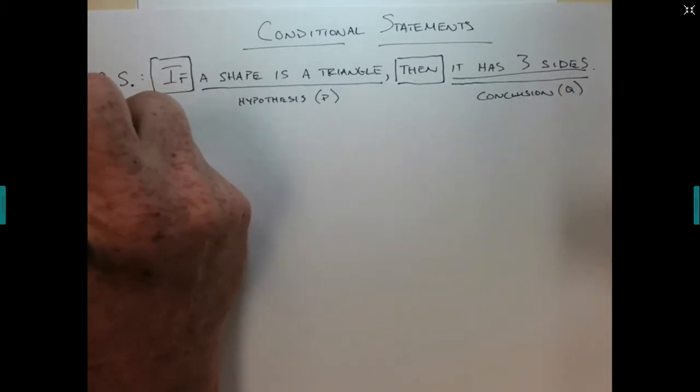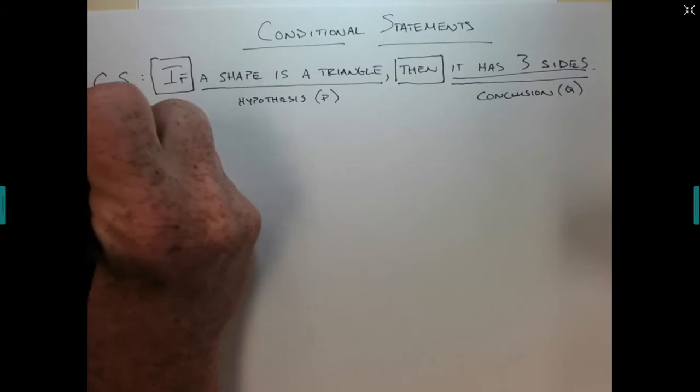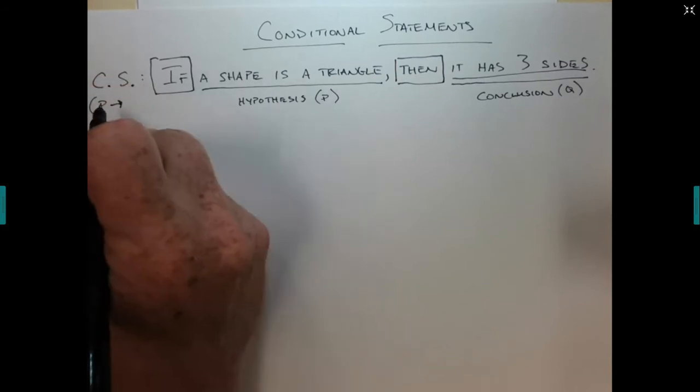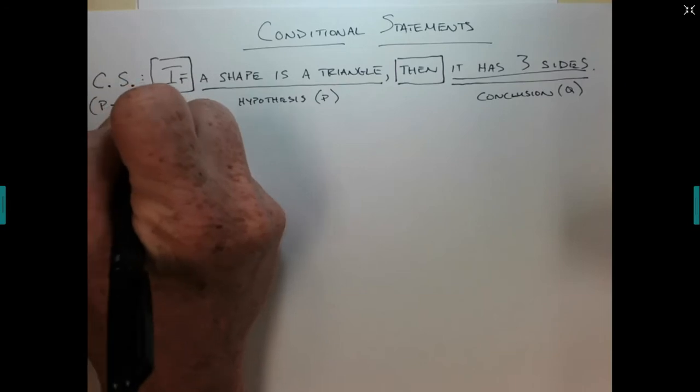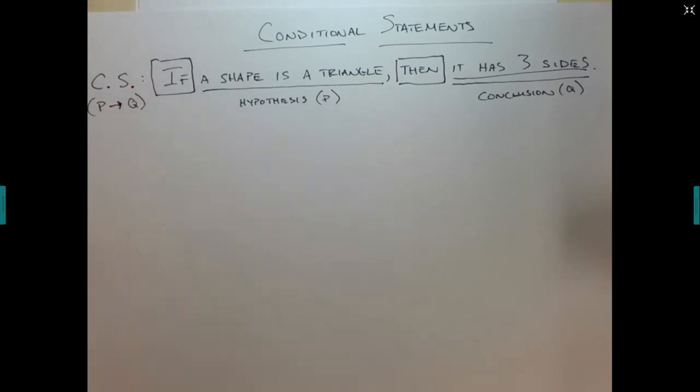So for the conditional statement, if we want to break it down to just symbolism, we would have a P, then an arrow, then a Q. We'd be talking about if P, then Q. For this statement: if a shape is a triangle, then it has three sides.